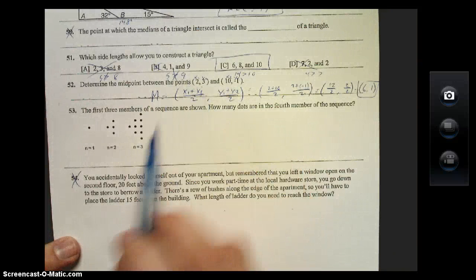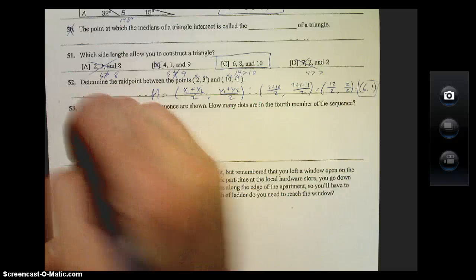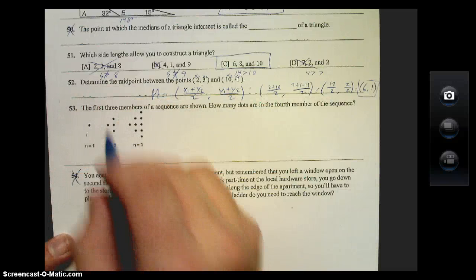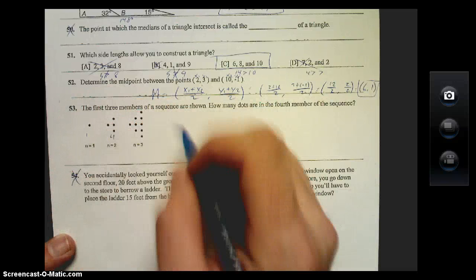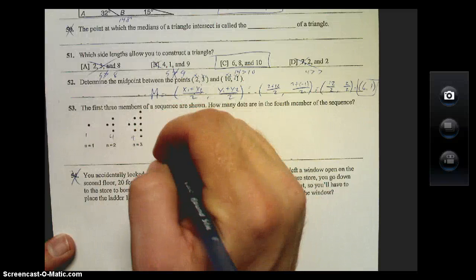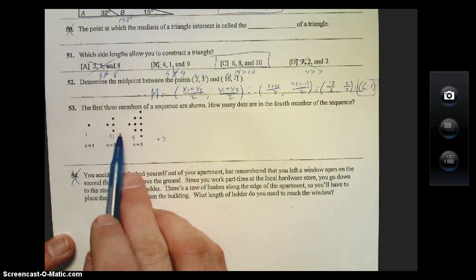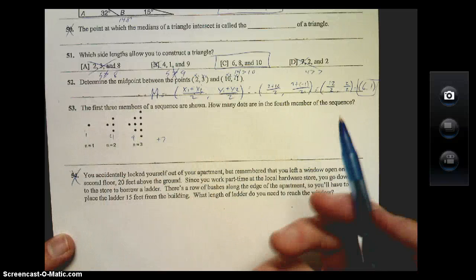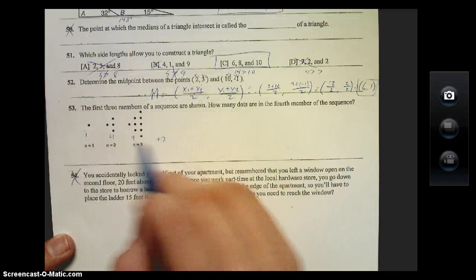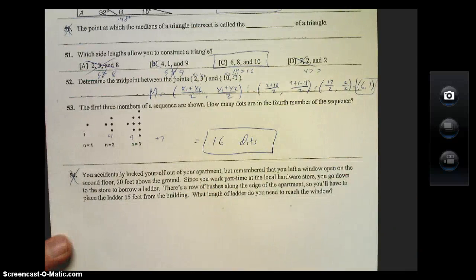Keep that in mind. First three members of a sequence are shown. Number 53. How many dots are in the fourth member of the sequence? Okay, so here's 1. I have 1 dot. Here's N2, the second term in my sequence. There are 4 dots. My third sequence, I'm adding 5 more. I'm at 9. The next one, I'm going to add 7. Notice I'm adding odd numbers. 1, 3, 5. If you need to, draw the picture out. 9 plus 7 gives me 16. So my next one will be 16 dots.